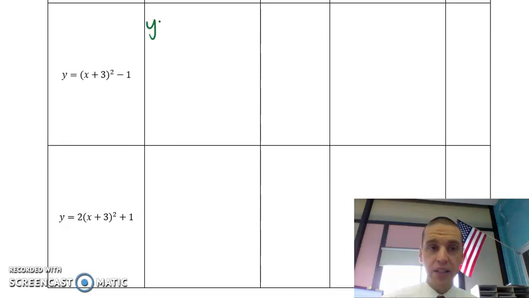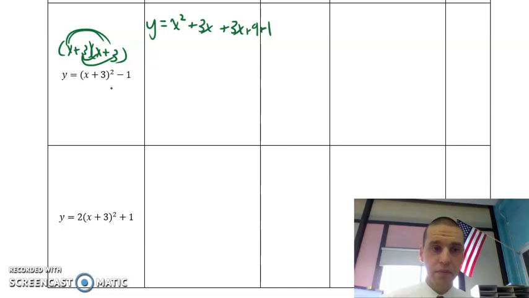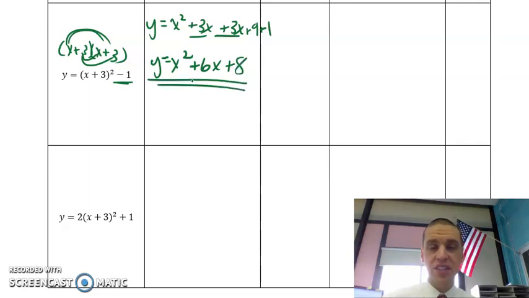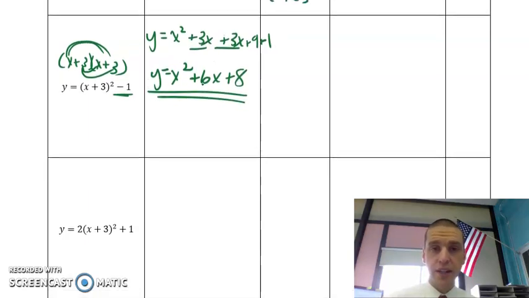So we're going to expand it. You can rewrite this as (x + 3)(x + 3). So you get x² + 3x + 3x + 9, and then minus 1. Minus 1 you can't forget about. So you're going to get y = x² + 6x + 8, since 3x and 3x is 6x, and 9 minus 1 is 8. There's our standard form. So you saw how I did that.